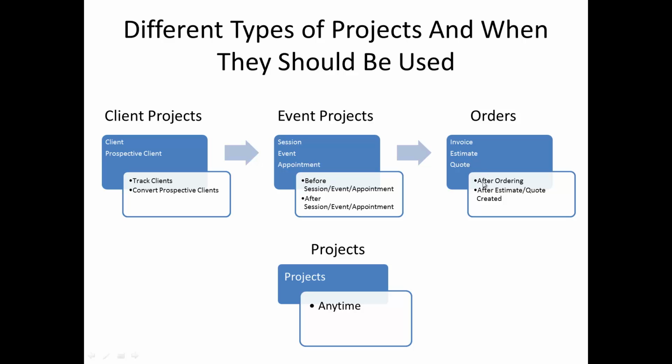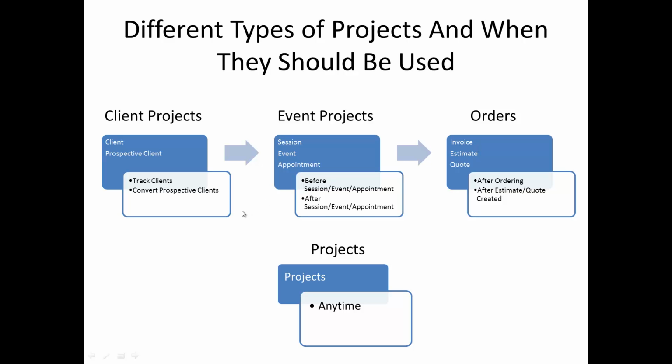Then the estimates and quotes, that's making sure that after you send the estimate quotes to the client, you can create a project and track, okay, I need to follow up on this estimate and quote to see if they approved it. And then once they've approved the estimate and quote, you convert it from an estimate quote to an invoice, and then you create an order from there to make sure that you deliver the stuff that they approved.